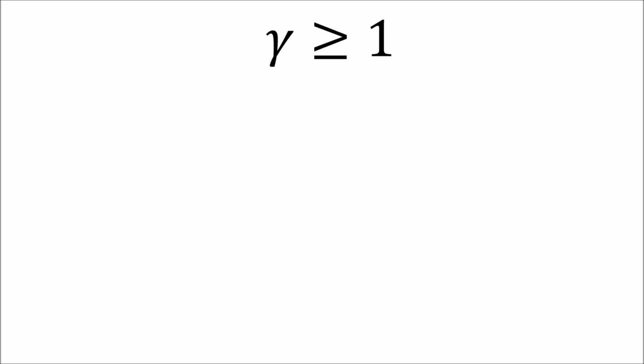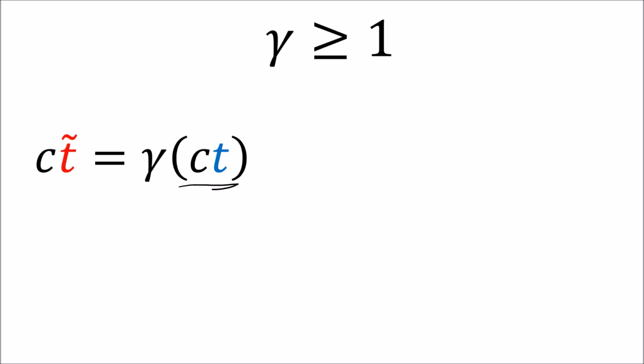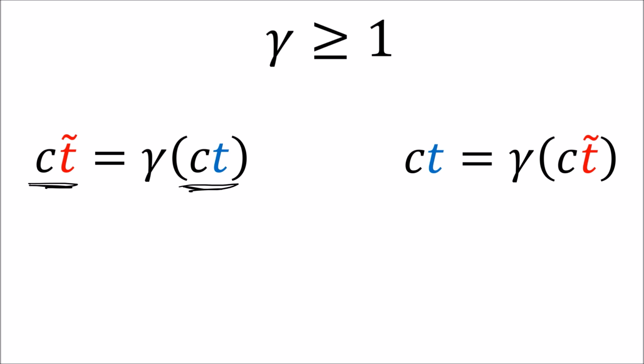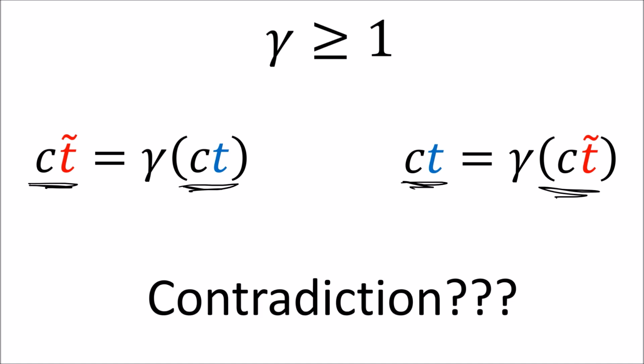So we found that gamma, which is equal to or greater than 1, dilates Einstein's time ct into the car's time ct tilde. But we also found that gamma dilates ct tilde into ct. If we're not careful with our thinking, this seems like a contradiction. But it actually makes sense.